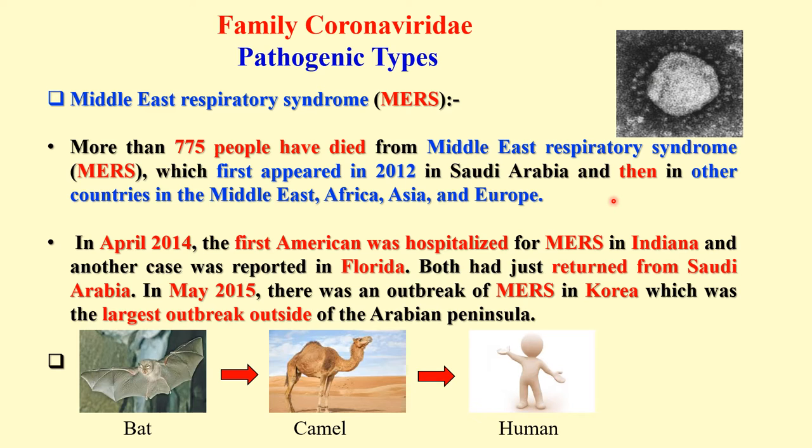If we look at the hypothesis on how the MERS coronavirus arose, it is hypothesized that the coronavirus infected the bat. And then the bat infected camels in Saudi Arabia. And then genetic recombination occurred and the MERS virus arose. And then the MERS virus got transmitted to a human in Saudi Arabia who came in contact with the infected camel.